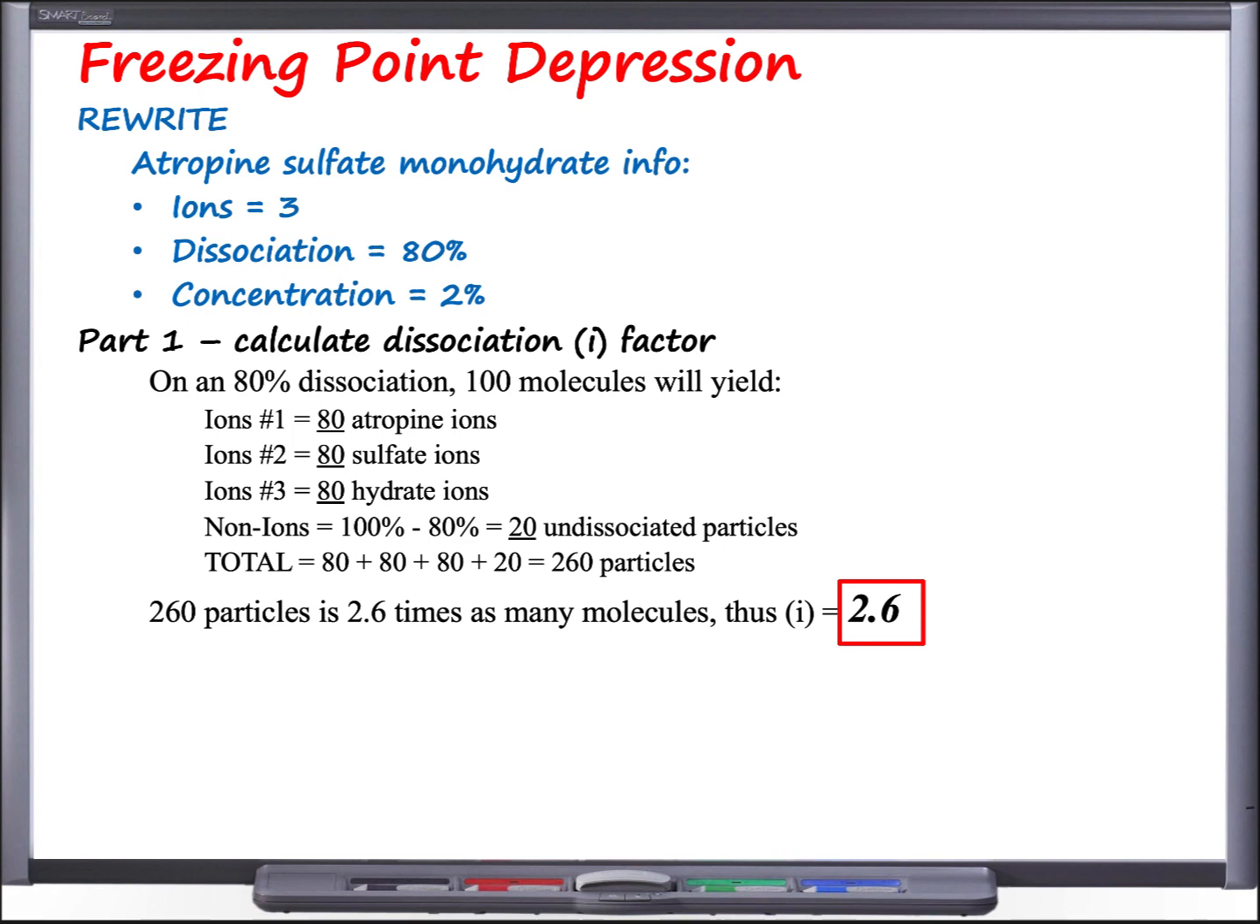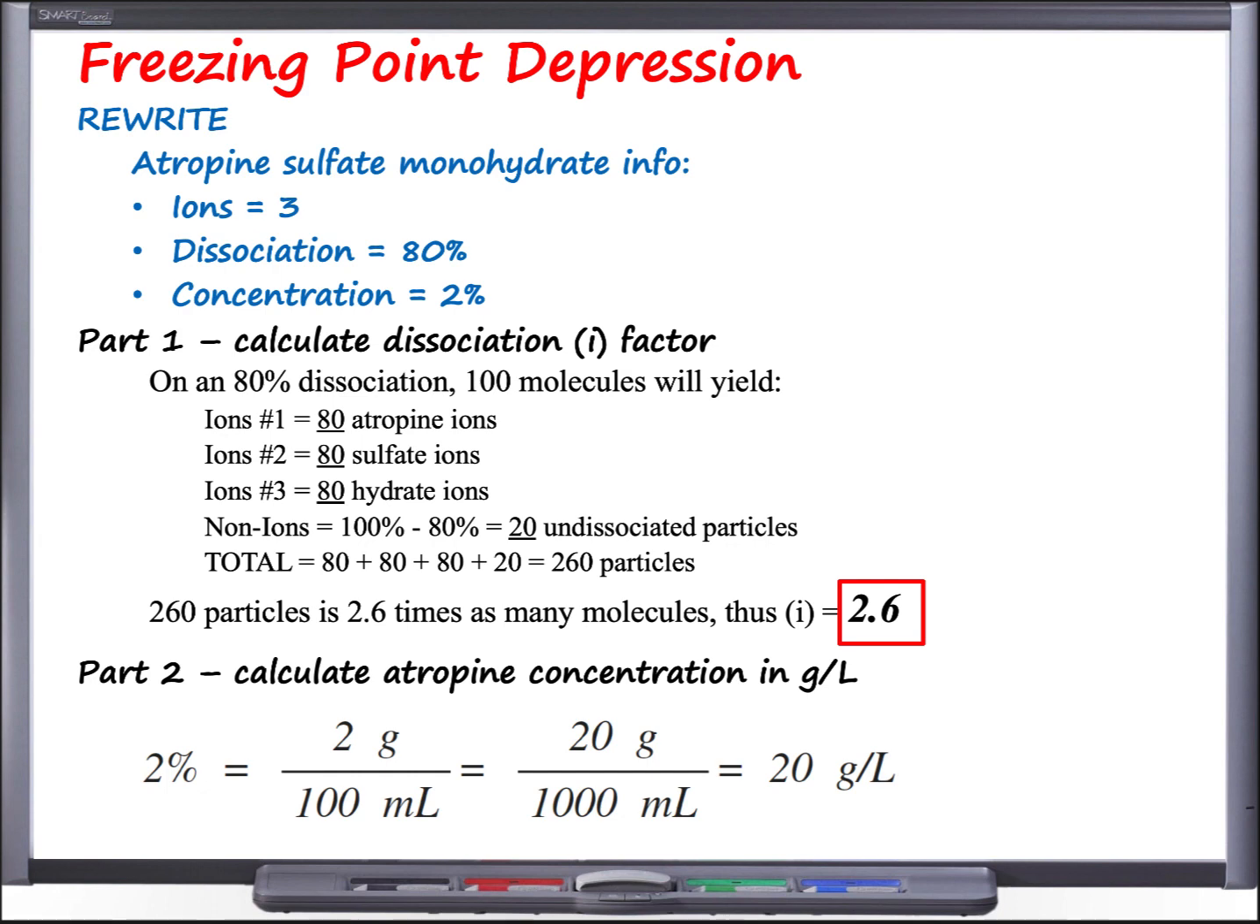That was part 1. Going forward to part 2. Pretty straightforward, but to go on to part 3, we need to know what our target concentration of atropine is, but not as a percent. We need it in the units of grams per liter. And you don't know why yet. You'll see that on the next slide. But for now, it suffices to say that we were told in the question that we want to know for a 2% solution of atropine.